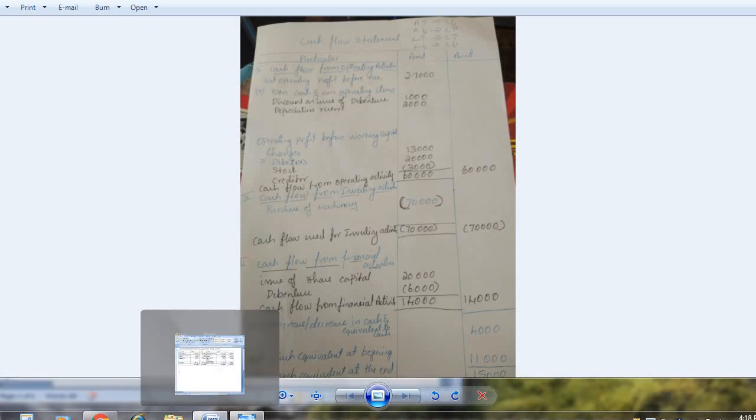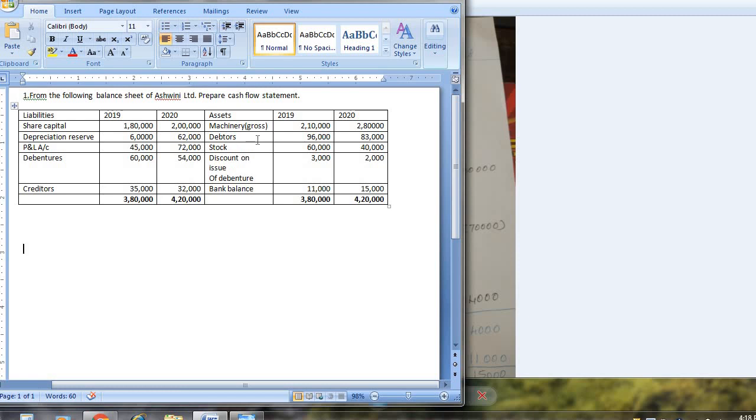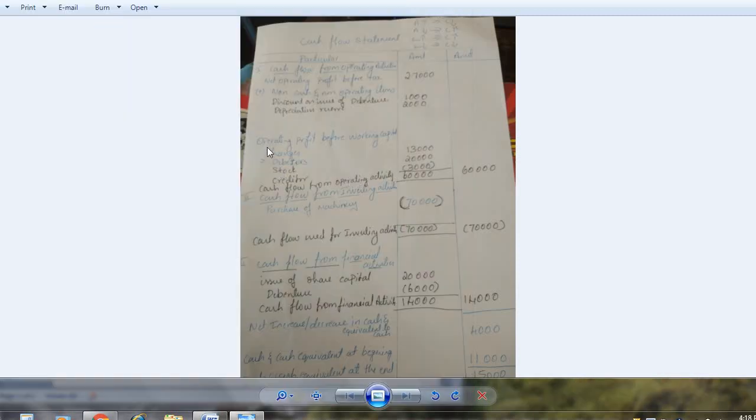So here after that, you can see debtor. Debtor is a current asset. So debtor also, any asset, if it is increase means cash going out, any asset decrease means cash coming in. So here again there is a decrease. Debtor 96, there is a decrease. The decrease means cash is coming in. It is a current asset. So you can check here.